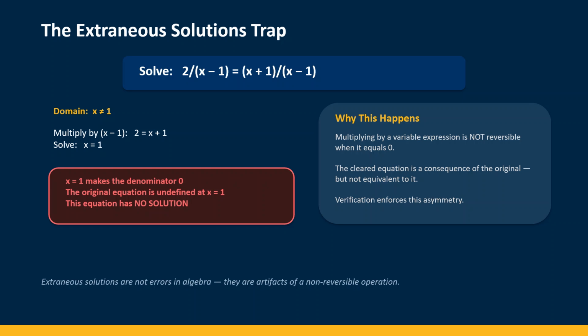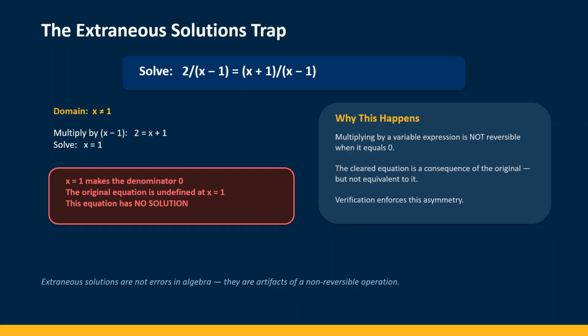This is why the verification step in the 5-step procedure is not merely a good practice, but a logical necessity. The cleared equation and the original equation are not logically equivalent. The cleared equation is a consequence of the original, given non-zero denominators, but not vice versa. Any solution to the original is necessarily a solution to the cleared equation, but the converse does not hold. Verification is the step that enforces this asymmetry.